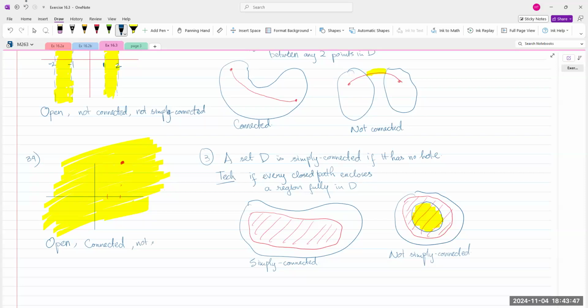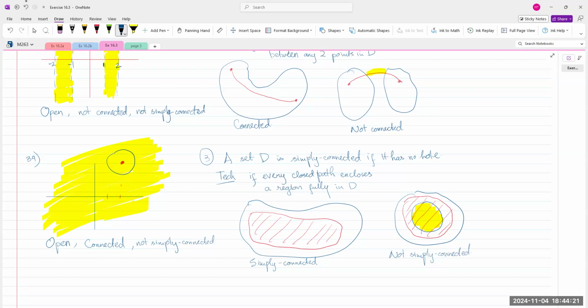Why? We can find a loop, a closed path, that encloses a region not fully in D. In this case, you can find a loop enclosing 2, 3, right? But that 2, 3 is not in the yellow region.